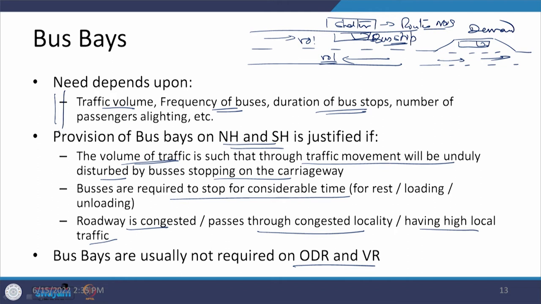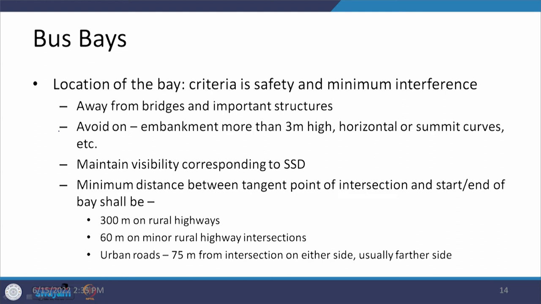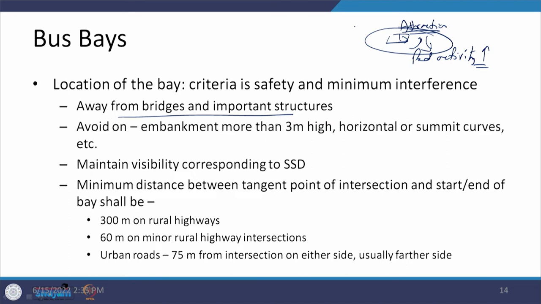Now, what can be the criteria with respect to safety and minimum interference with the through traffic when we are talking about the location of a bus bay? Very first thing is it should be away from the bridges and important structures, because there are going to be many in and out movements. Say it is a recreational area or a location of high attraction, then the pedestrian activity is going to be high. If we have provided a bus stop very near to that, this is going to create a problem to those movements, specifically with respect to the pedestrians, and that is the reason why we should go away from this location.